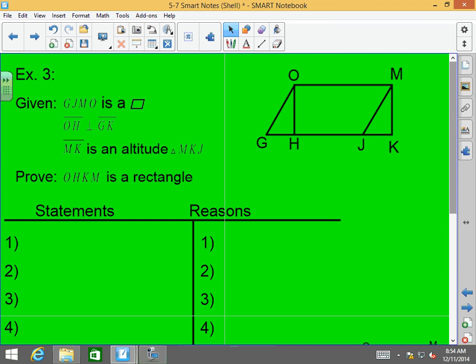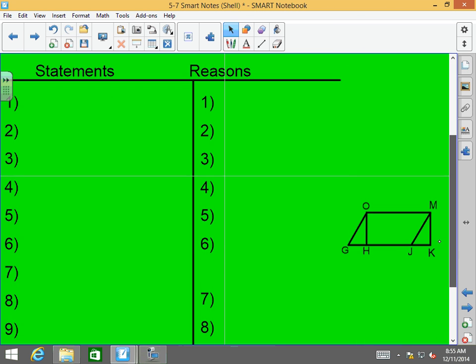Okay. So I am told that GJMO is a parallelogram. GJMO is the parallelogram. OH is perpendicular to GK, and MK is an altitude of triangle MKJ. Those are my givens. So let's prove this sucker.